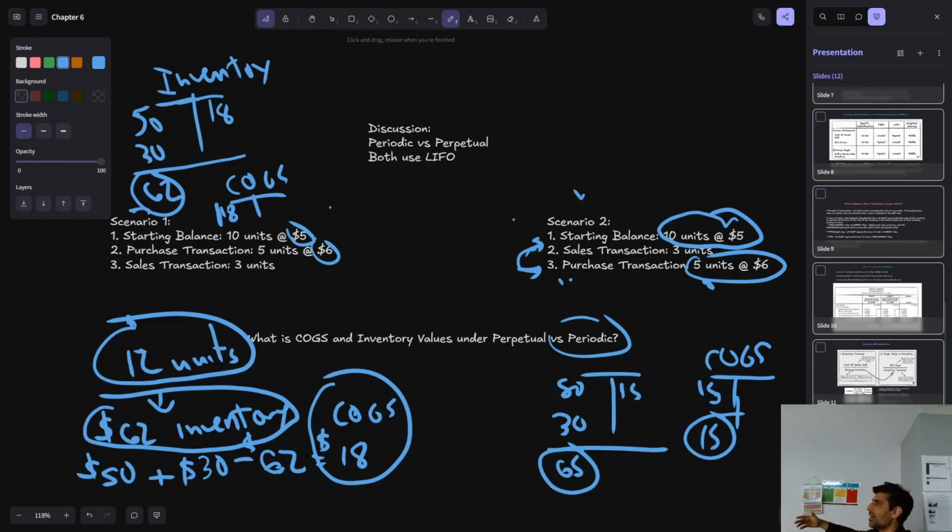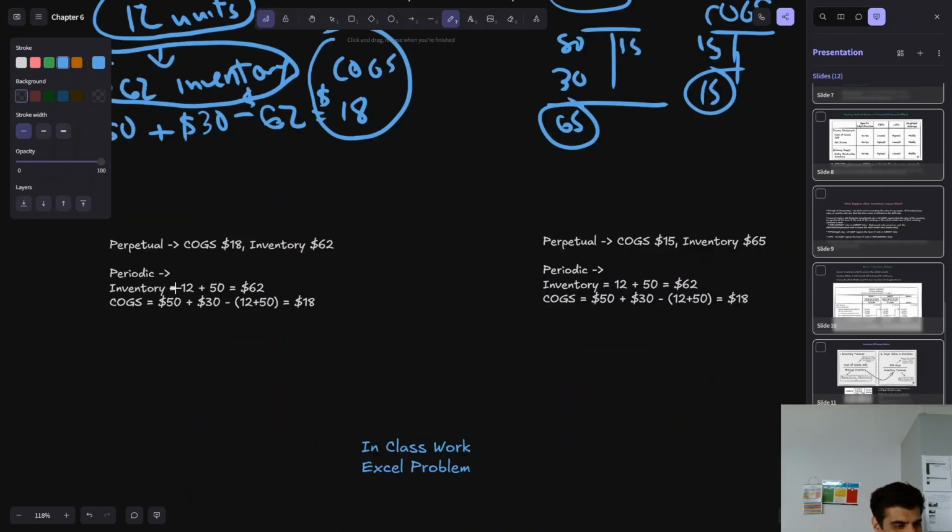That's why a perpetual system is preferred, because the periodic is not going to capture the order of things, which does matter if you want an accurate cost of goods sold. Again, periodic, exactly the same calculations, because you're only looking at the beginning and ending. Perpetual, the order of the transactions will matter, okay? That detail gets lost in a periodic system. So that's why it's not as sophisticated.